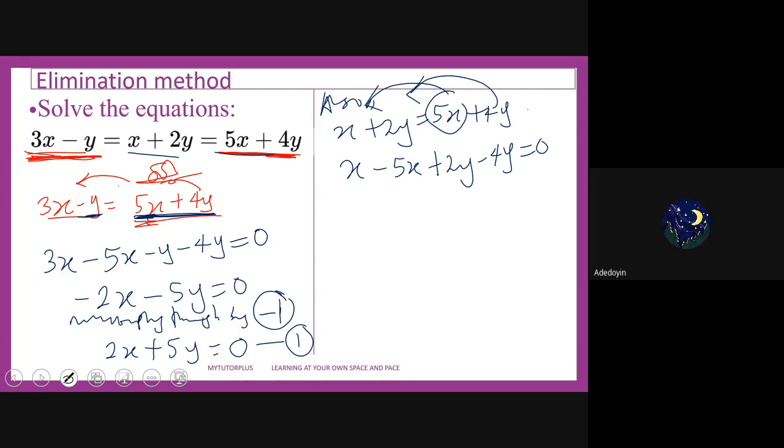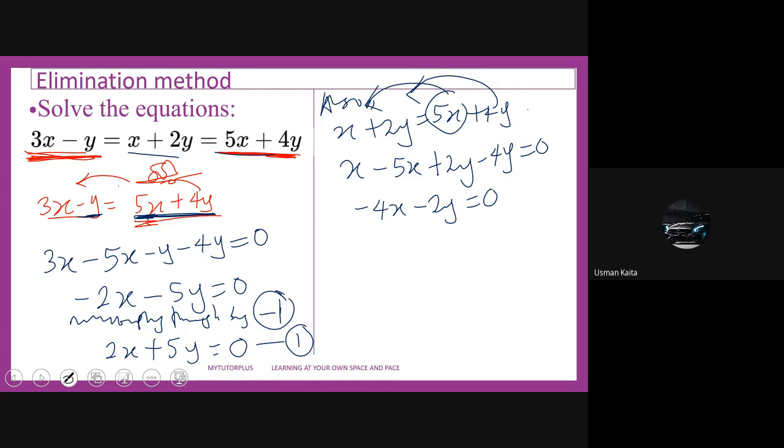Yes. Then from what I'm having here, x minus 5x will give us what? Minus 4x. 2y plus 2y minus 4y will give us minus 2y. Then everything equals 0. Is that clear enough? That plus 2y minus 4y. Yes, plus 2y minus 4y will give us minus 2y.